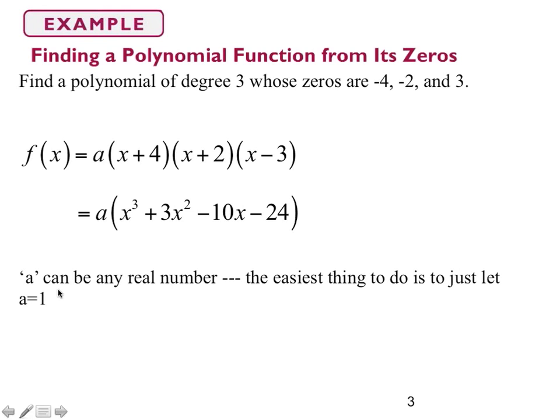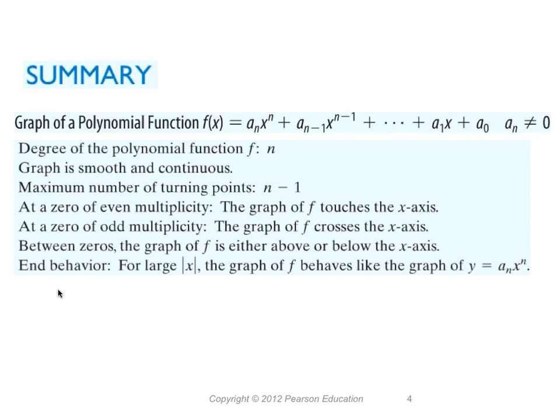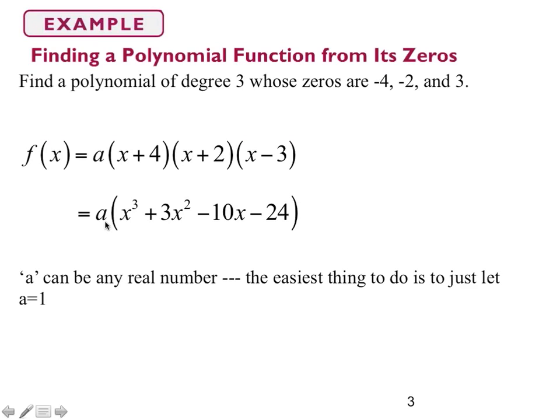Then it says down here, a can be any real number. The easiest thing to do is just let a equal 1. So in that case, into MyMathLab, you would just enter x cubed plus 3x squared minus 10x minus 24.